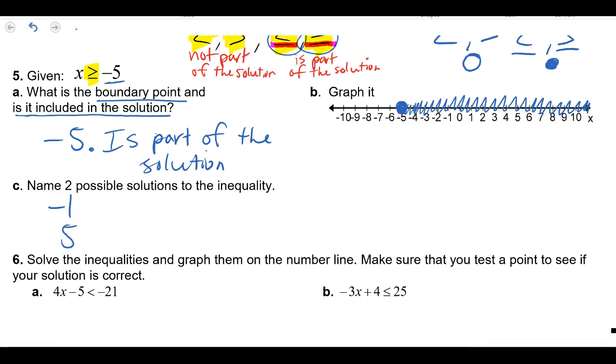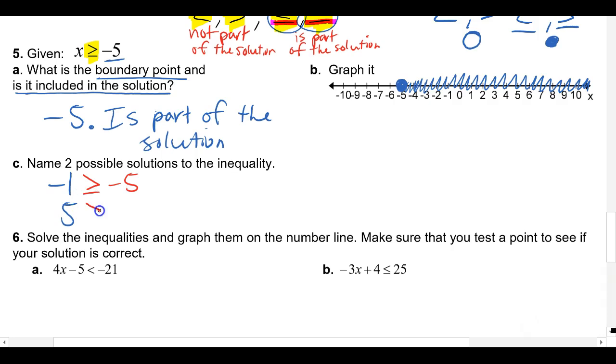Just to double check that it is a solution, and to make sure I graphed it correctly, let's plug that -1 and that 5 into the original inequality. So -1 for x, now it's -1 is greater than or equal to -5. Is that true? Yes, -1 is bigger. So that one works. Same here: 5, is that greater than or equal to -5? Yes, it is bigger. So yes, these 2 solutions work. Those are 2 possible solutions I could choose.